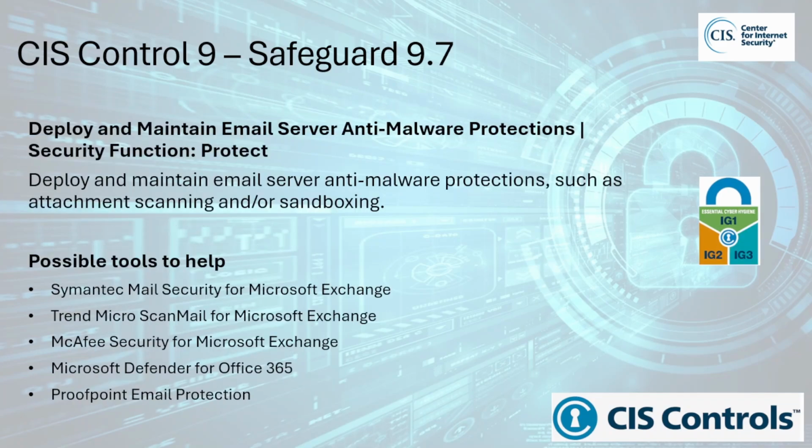Safeguard 9.7: Deploy and maintain email server anti-malware protections. Comes under the Protect Security function and is within Implementation Group 3. This safeguard focuses on detecting and stopping malware at the email server level before it can reach users' inboxes. Email continues to be a top attack vector for ransomware, spyware, and other threats. Integrating anti-malware tools with your email system helps catch and neutralize these threats early.